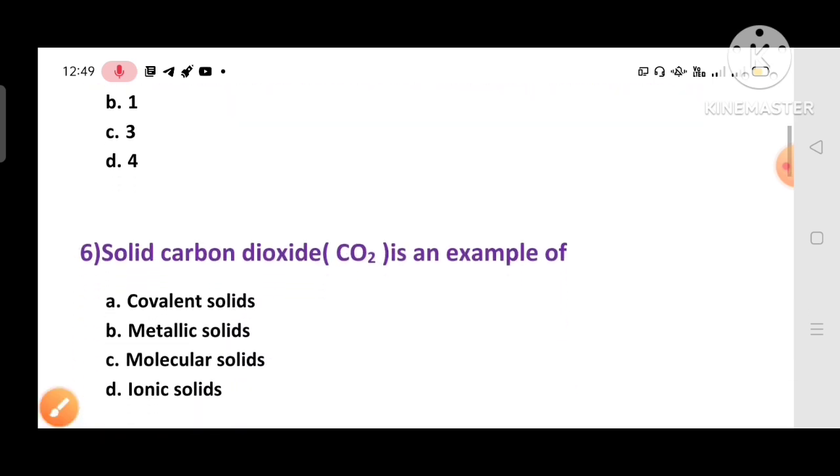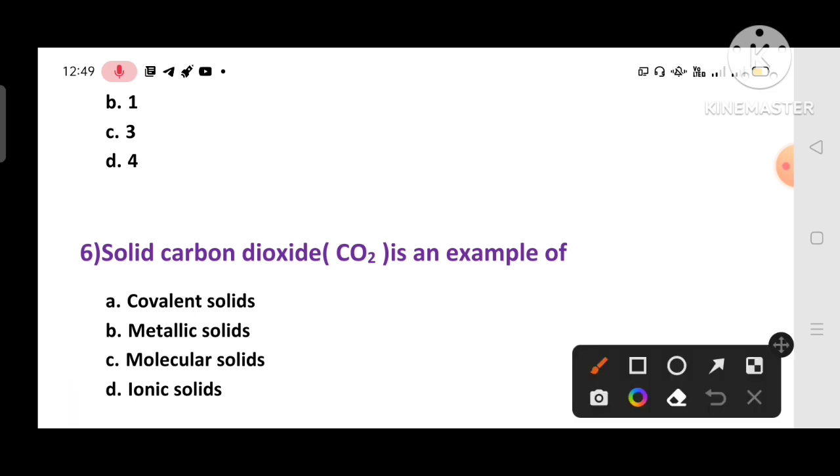Next question, solid carbon dioxide is an example of, option A covalent solid, option B metallic solids, option C molecular solids, option D ionic solids. And the right answer is option C molecular solids.